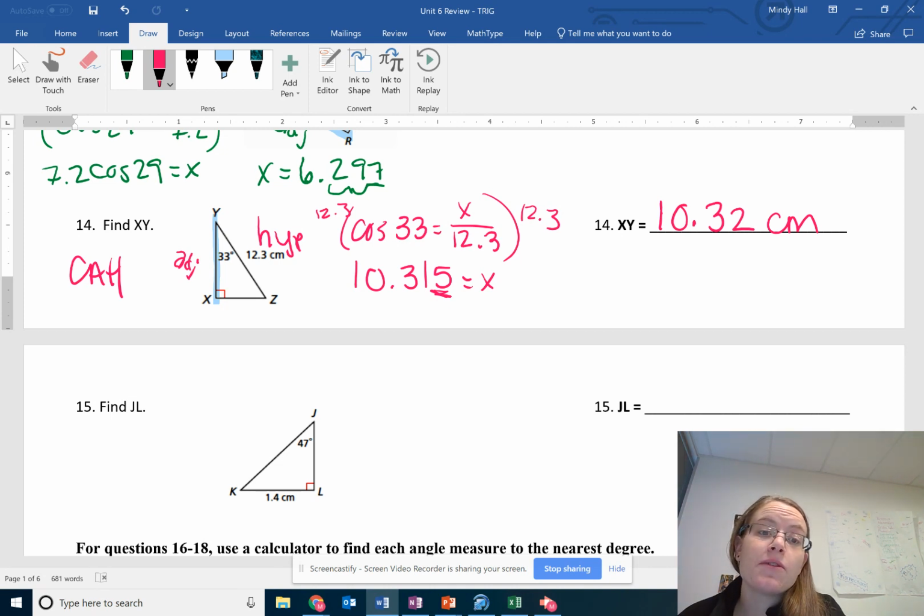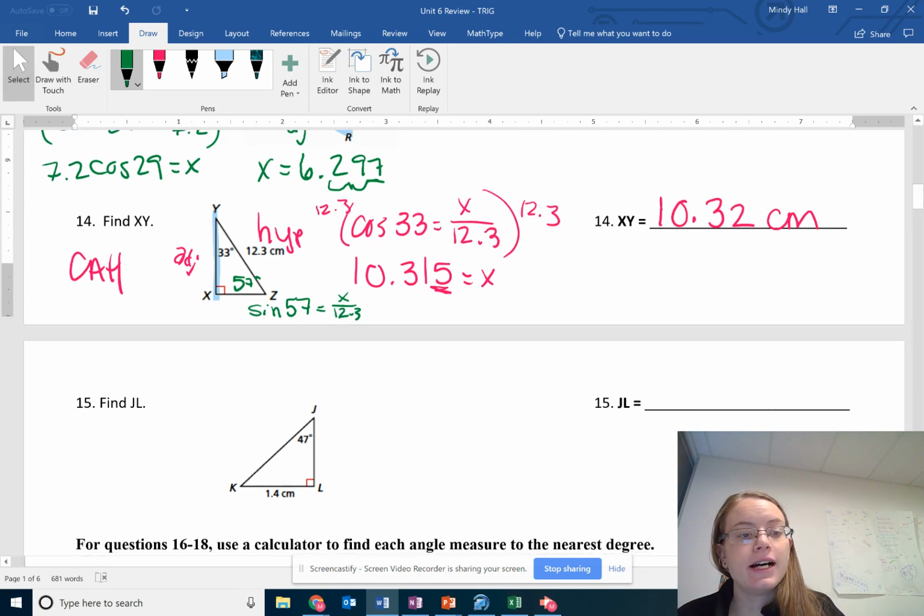Now, the only other way you would have used a different trig function for this is if you had done, and this would have been a way more extra work, but if you had subtracted from 180 and found that angle Z was, let's see, what would that be? So if you'd found that angle Z was 57 degrees, then you could have also done sine of 57 equals opposite over hypotenuse. Other than that, you would not have been able to do any other trig function.